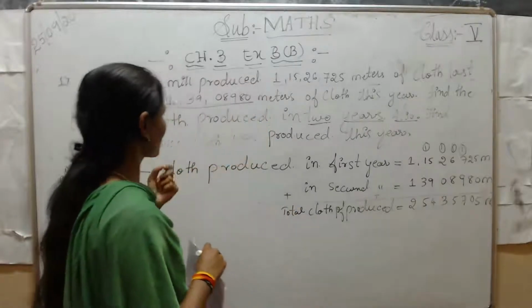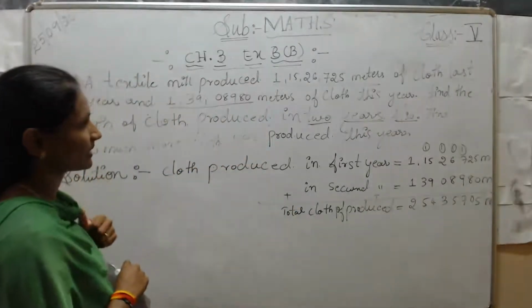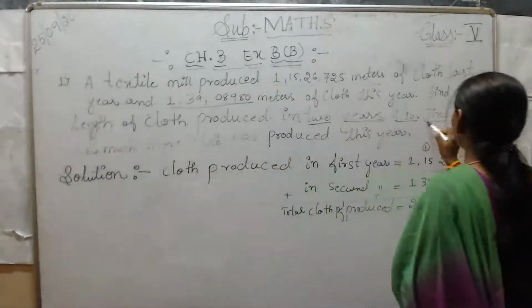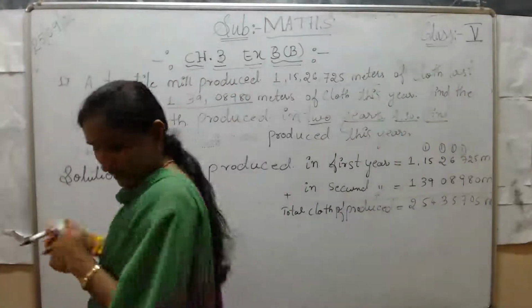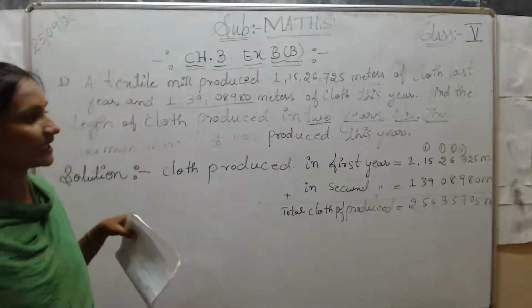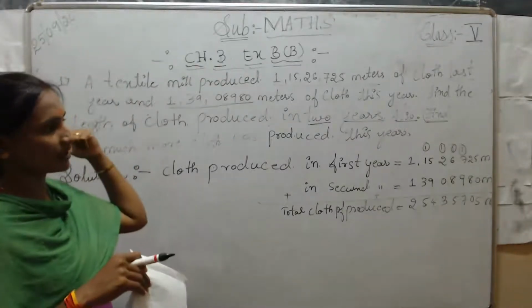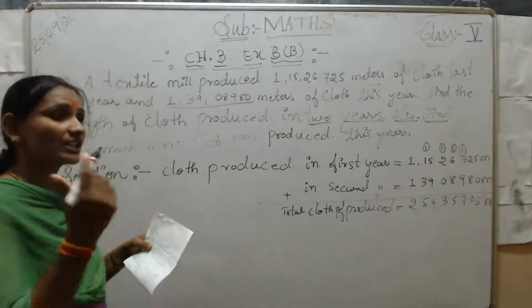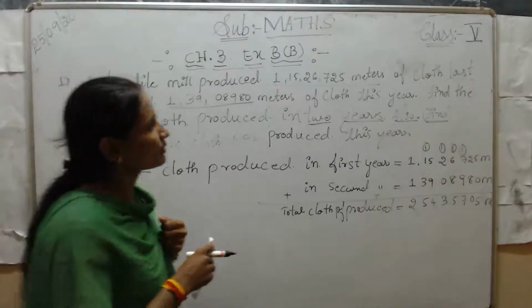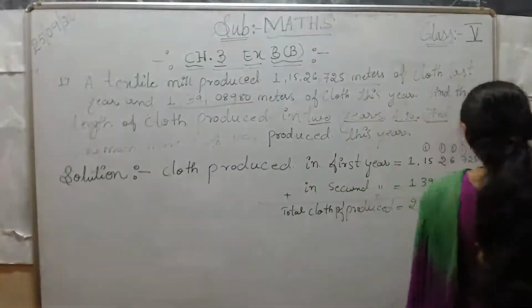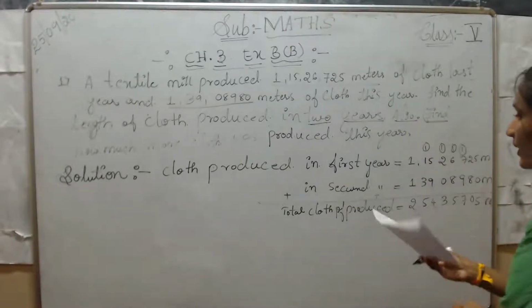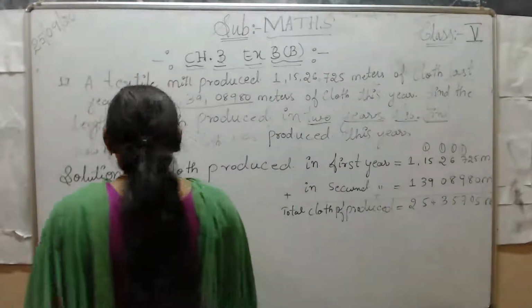But students, for the next question, just observe carefully. Find how much more cloth was produced this year. So we compare the last year and this present year. Which year has the highest production of cloth? We have to subtract.